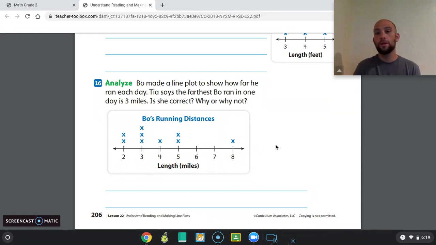So we're going to end right there. Hopefully that clears up line plots a little bit, and we're understanding how to make a line plot and how to read a line plot a little bit better.